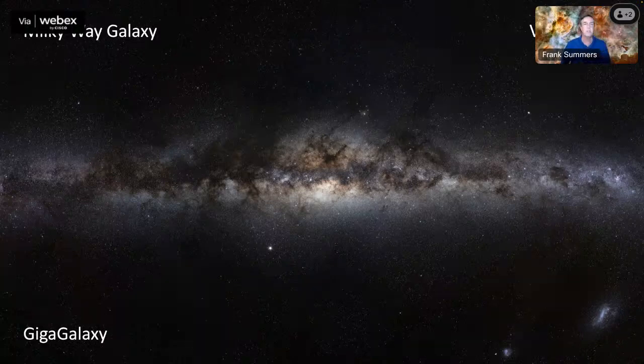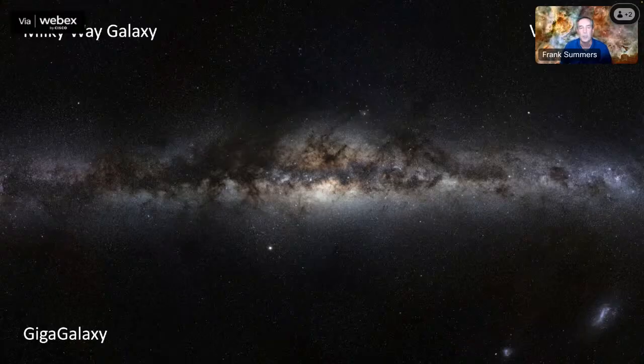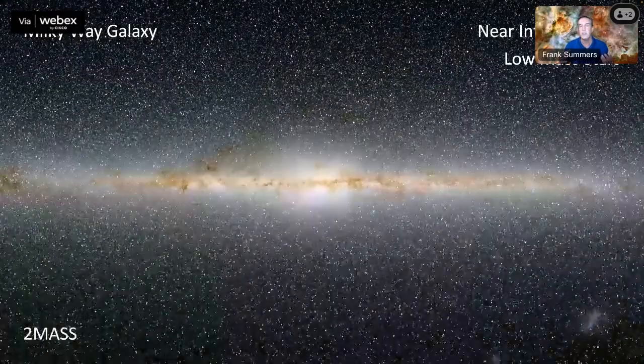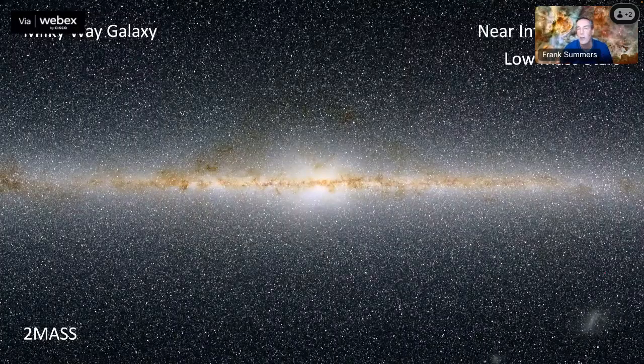If we want to see just the stars, we don't use visible light. We can go to near infrared light. This is the 2MASS survey, the 2-micron all sky survey. And you can see that there's still a little bit of dust there, that brown stuff. But mostly what you can see are the stars that stretch out, and you can see that thin disk of stars, as well as a bulge of stars in the center. Okay, you can see the stars.